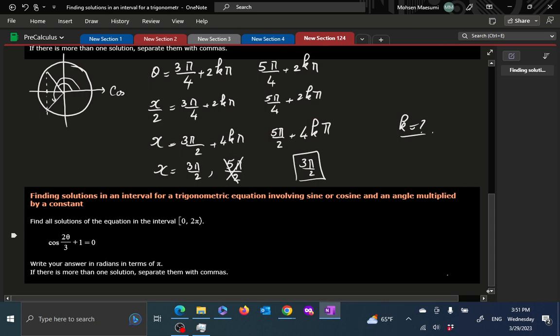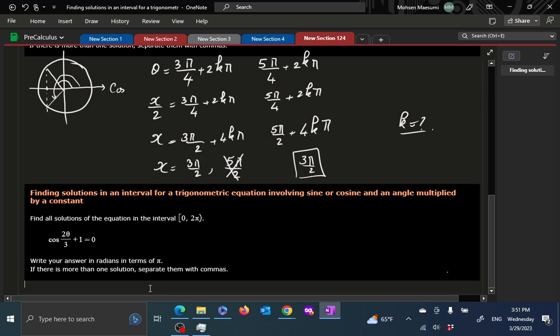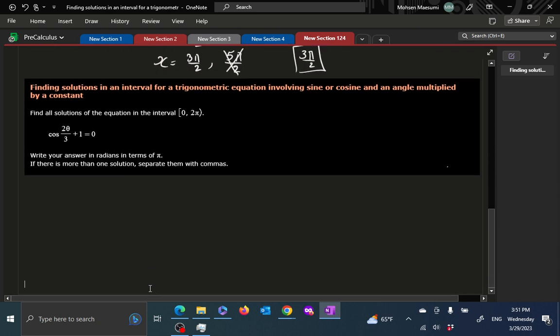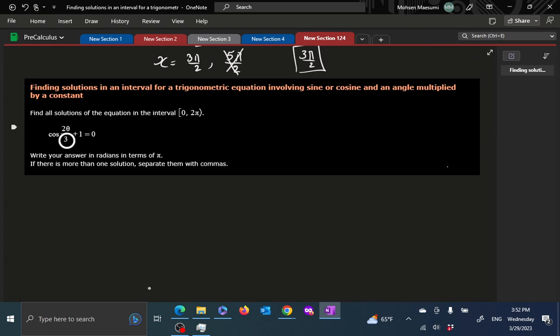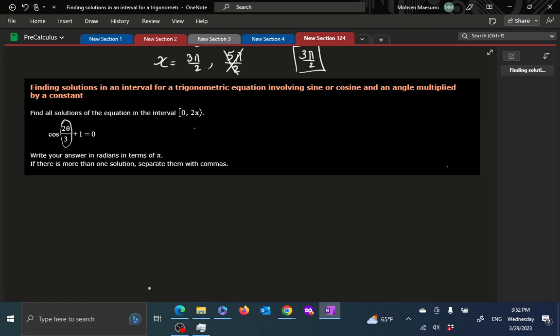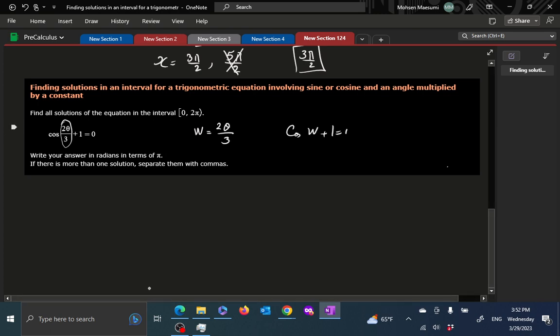Next in this type of questions is this one. I just included it for 2 reasons. One is the coefficient is not a whole number. Second is that the letter theta is used here. So if you want to use substitution, just use some other letter. Whatever you use, that's fine. So I say W. W, I call it to be 2 theta over 3. That's fine. So my equation now reads cosine of W plus 1 is equal to 0.